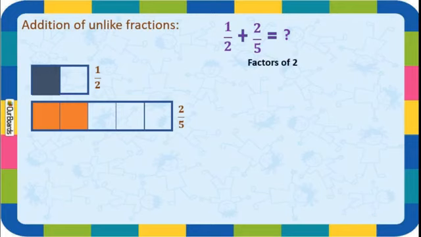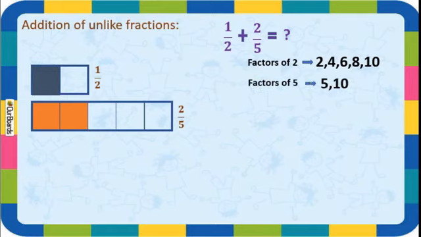Now you know that first we have to take out the factors of 2. 2 1s are 2, 2 2s are 4, 2 3s are 6, 2 4s are 8, 2 5s are 10, isn't it? And we will go for factors of 5, that is 5 1s are 5, 5 2s are 10. Yes, dear students, we need a common number in both the tables. Okay, here 10 is there, here also 10 is there. So we will convert the denominator of both the fractions into 10.